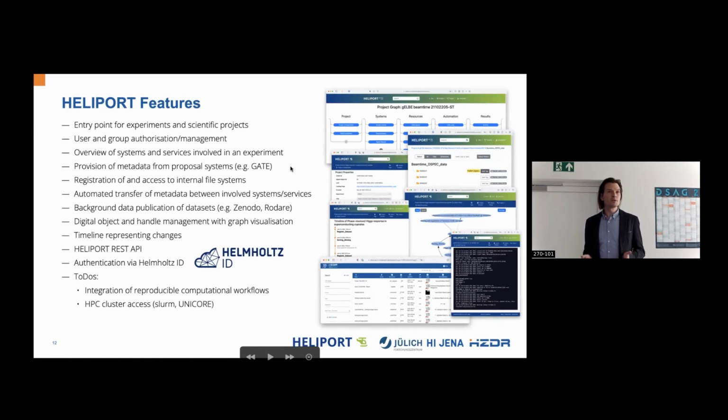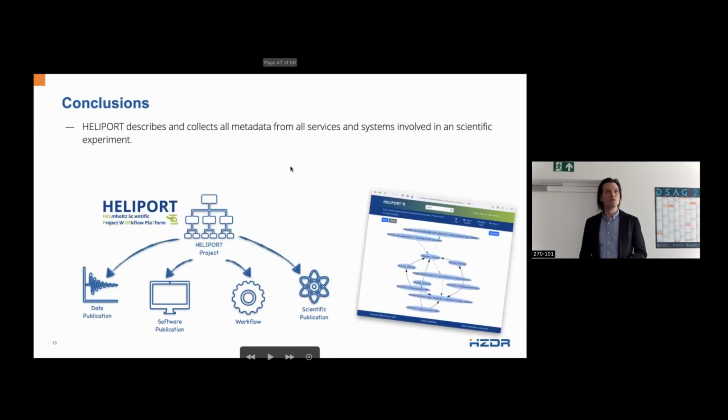The main features, it's a long list, but I think the important things are we have a wonderful REST API. Now authentication via Helmholtz ID is also possible. The to-dos are that we need a better integration of our HPC resources at HZDR. And I think most of the screenshots here, Stefan will show in his talk. And that was my short introduction.